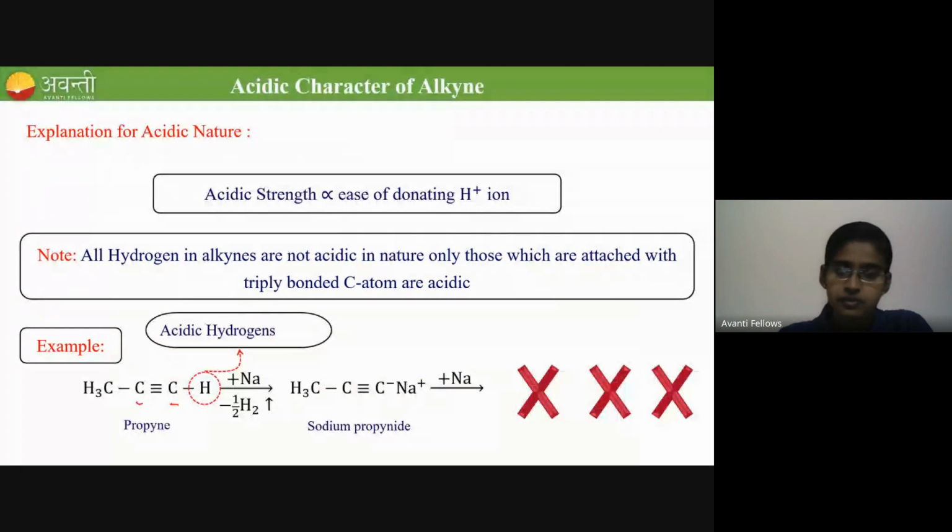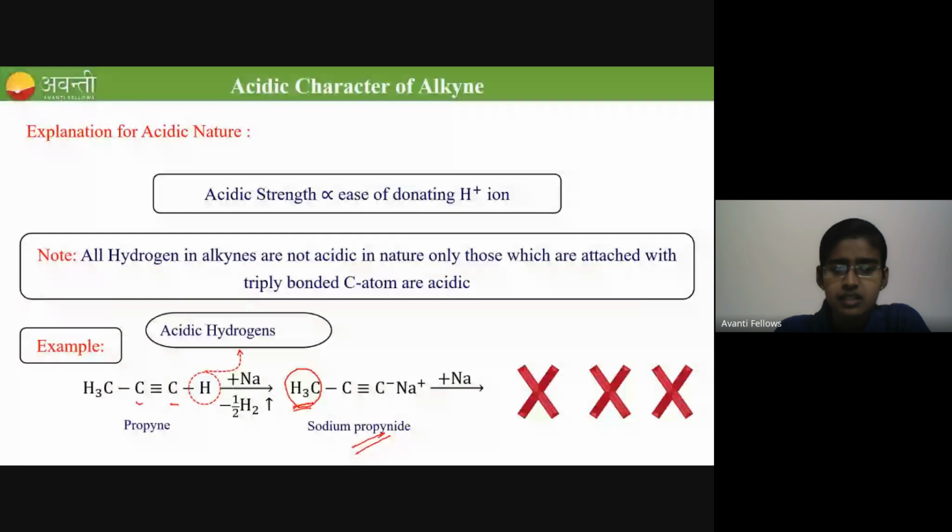Why? What is the reason for that? Because we don't have an acidic hydrogen. We have hydrogens, but the hydrogens attached to this product are not called acidic hydrogens.